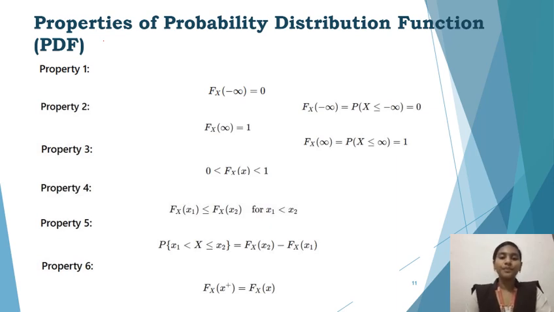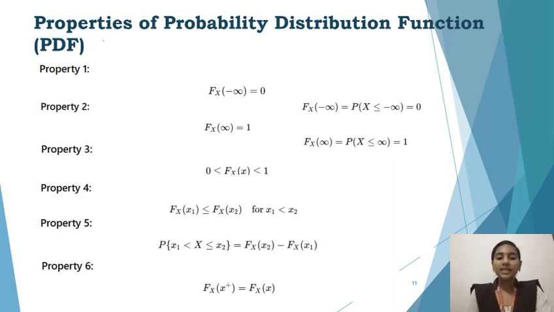Property 4. FX of x1 is less than or equal to FX of x2 for x1 less than x2. This function FX of x is non-decreasing. That means it either stays constant or increases at higher values. This is because FX of x1 represents the probability that the random variable is less than or equal to small x1, and FX of x2 represents the probability that the random variable is less than or equal to x2. So the probability cannot decrease as x increases.